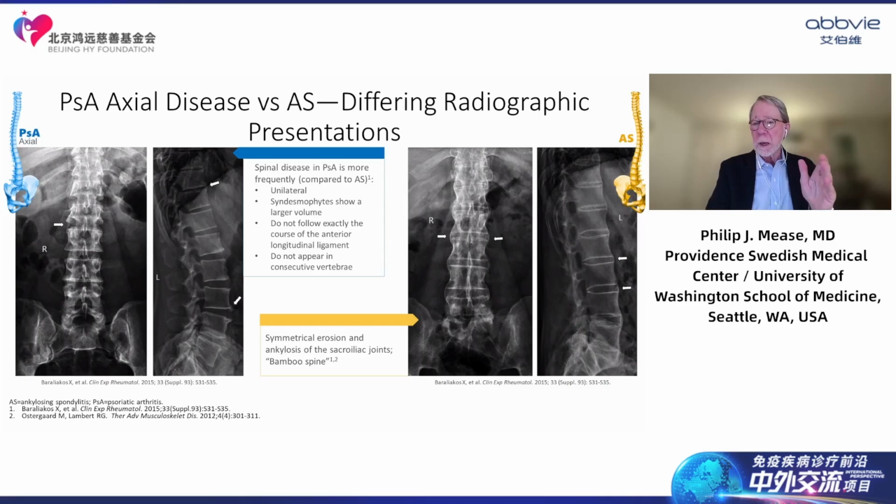There are also genetic differences between these presentations, HLA-B27 on the right and HLA-B8 on the left. This distinction is important because we're beginning to learn that some treatments that may not be effective in axial spondyloarthritis may actually be effective in axial psoriatic arthritis. We'll come to that later on.